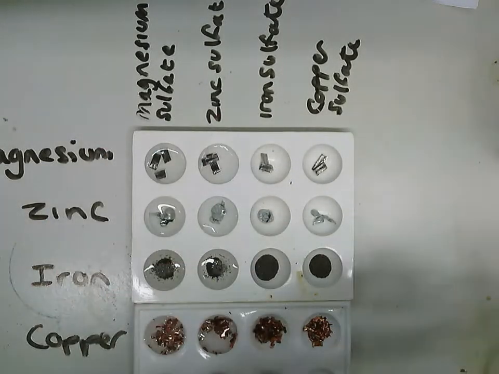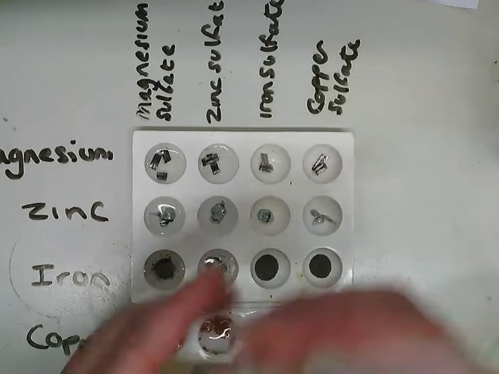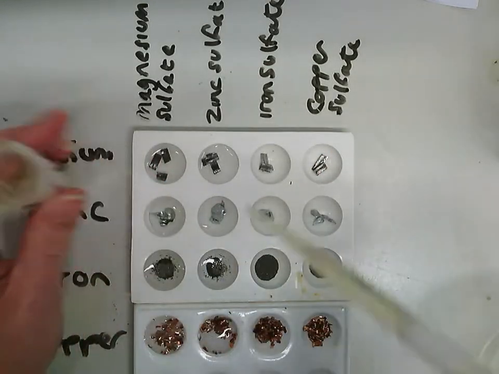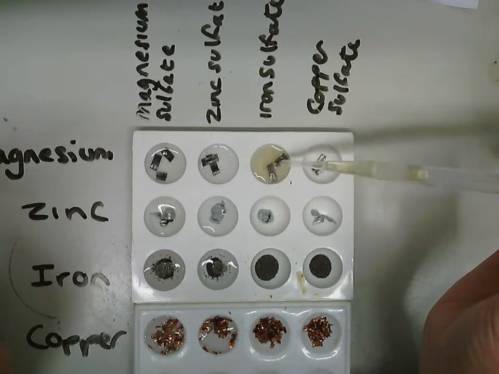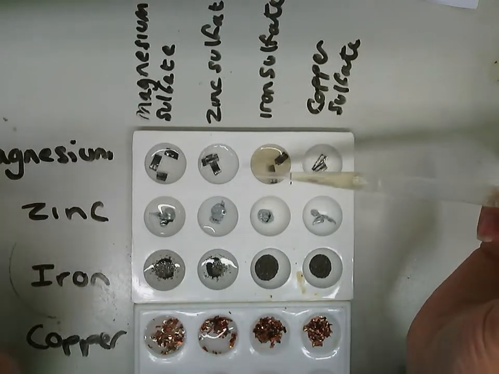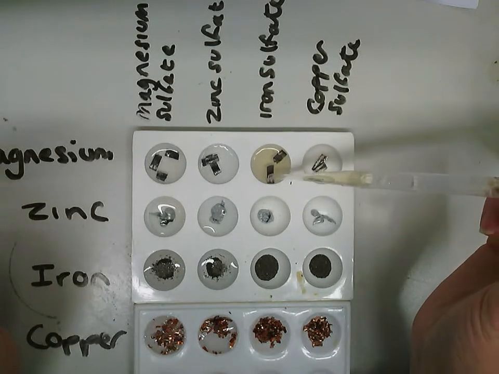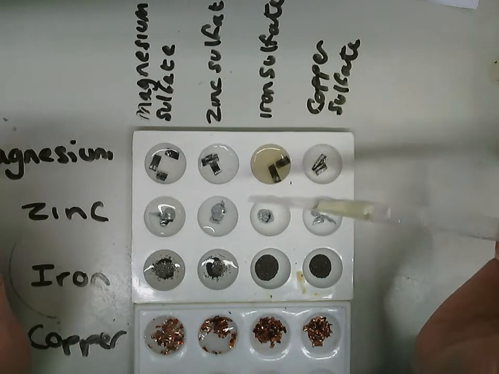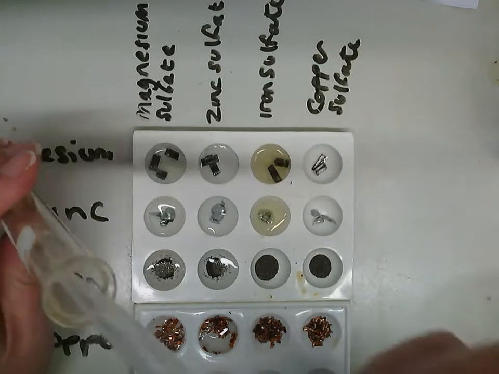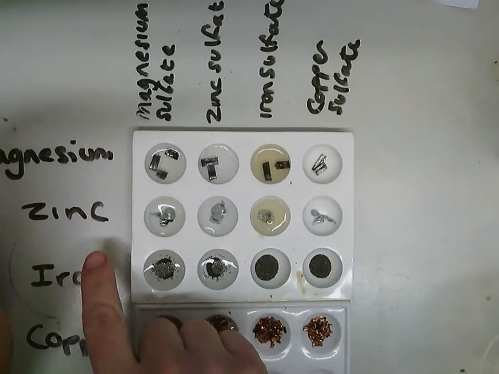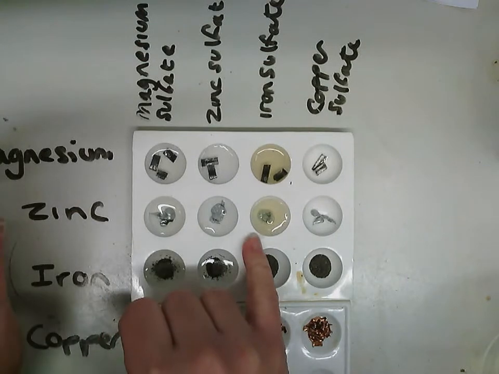Go for iron sulfate. So here's iron sulfate. It's a nice yellow colour. So is magnesium more reactive than iron? So I put in a couple of drops and you can see it's starting to vigorously fizz and go black, which means yes, it is more reactive. We'll put in some drops on the zinc and you can see it's very slowly reacting here. So zinc is more reactive than iron.